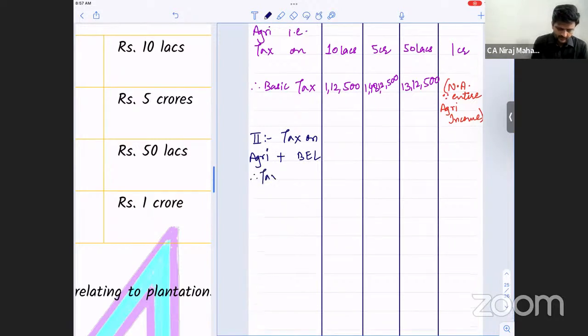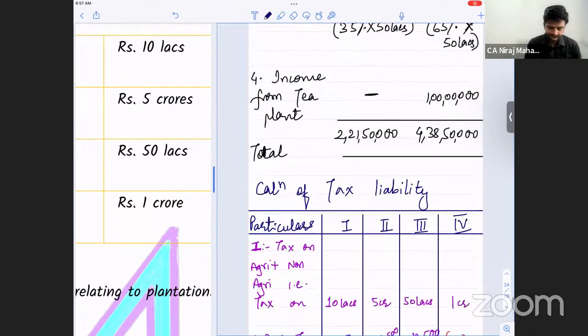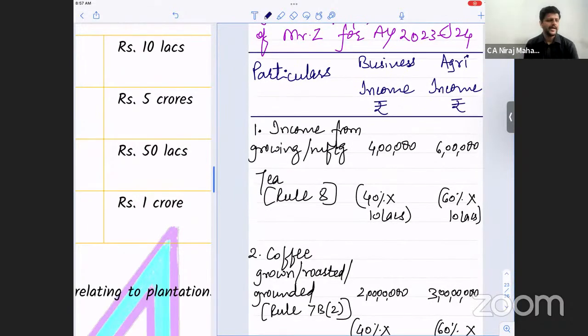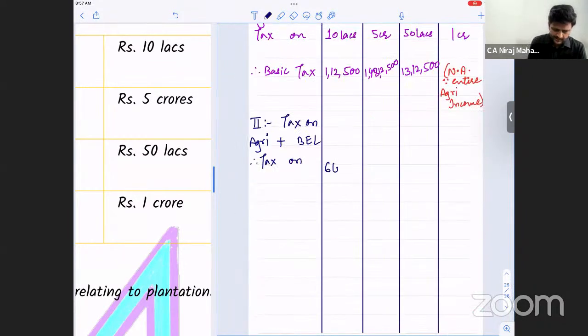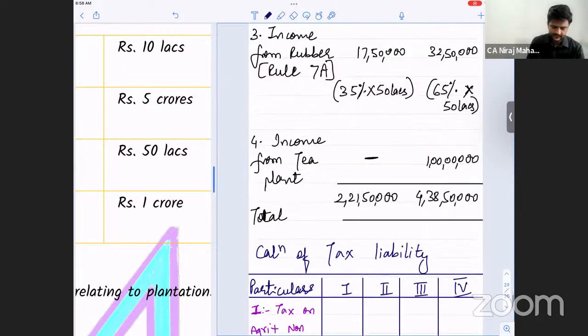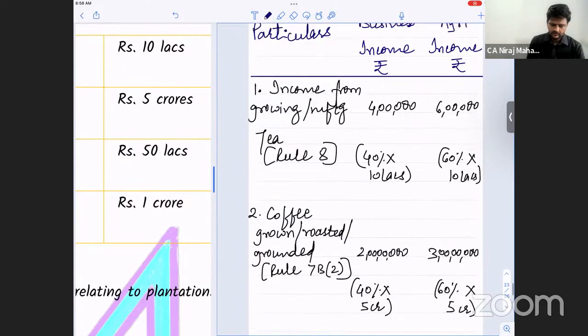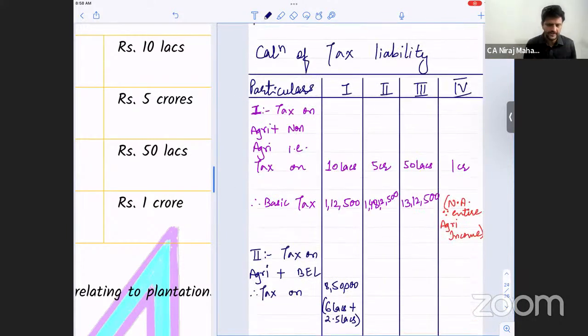Therefore, I'm writing here again, tax on. Come on, guys, you have to tell me this. Case 1, agri is how much? 6 lakh. And assume normal case of 2,50,000. So I'm writing 6 lakhs plus 2.5 lakhs, 8,50,000. Second case, 3 crore, my goodness. So 3 crore plus 2,50,000, 3 crore 2,50,000. Is it right?